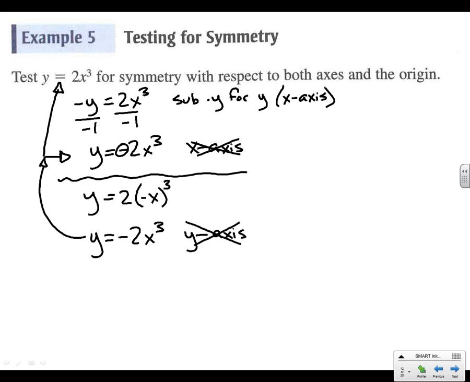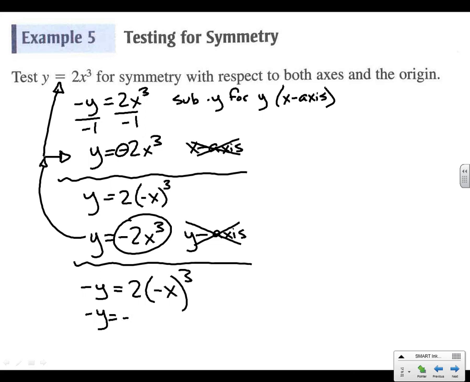All right, so the last thing that we're going to try is origin symmetry, and that's where we replace both of them. Instead of y, we're going to plug in negative y. Instead of x, we're going to plug in negative x. And let's see what happens here. I'm going to clean up the right side first. Negative y equals, we know that we simplify down to negative 2x cubed.